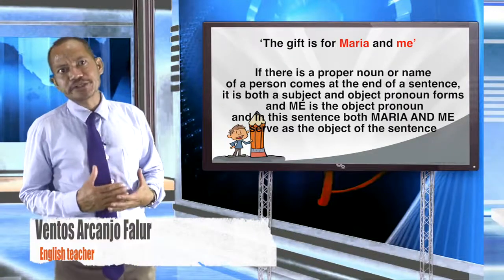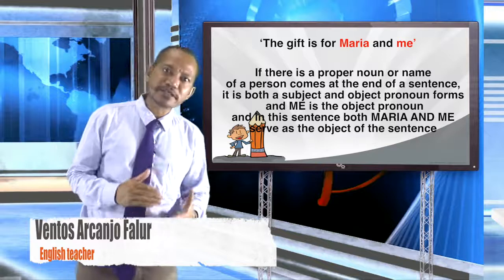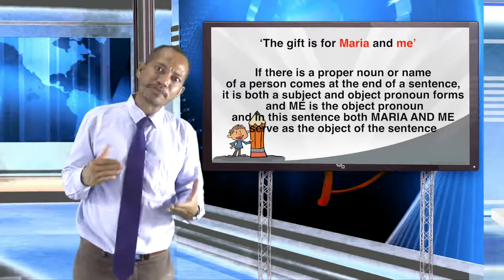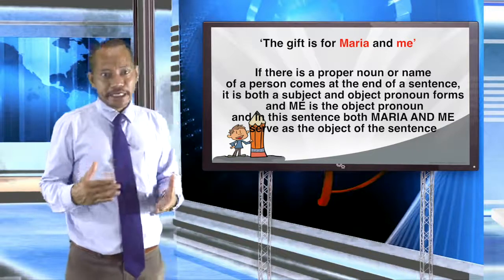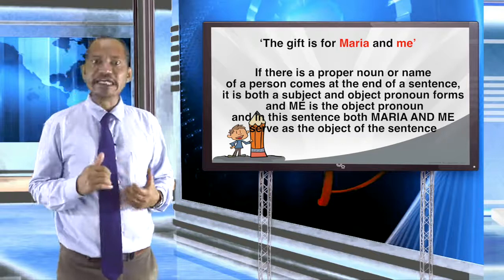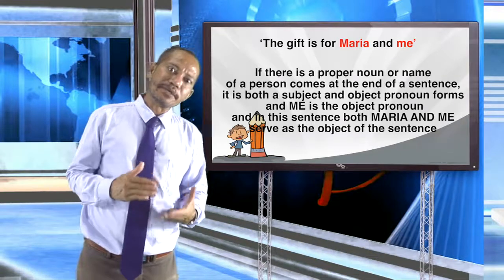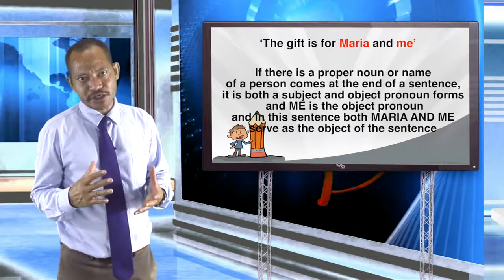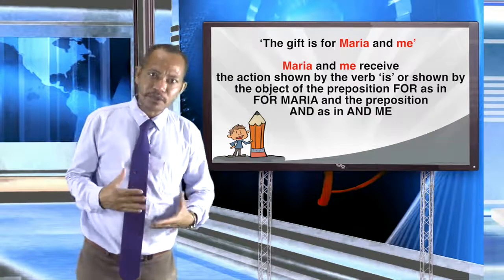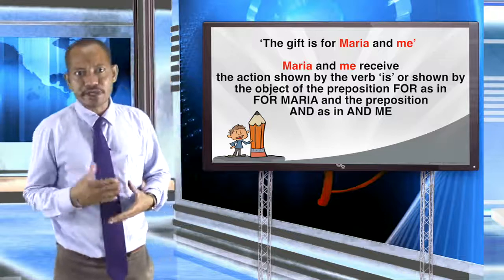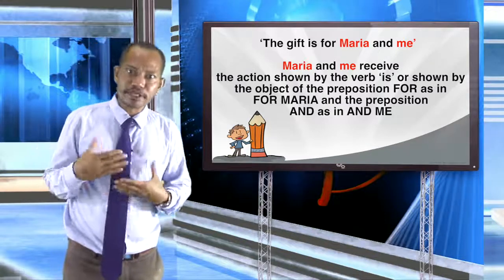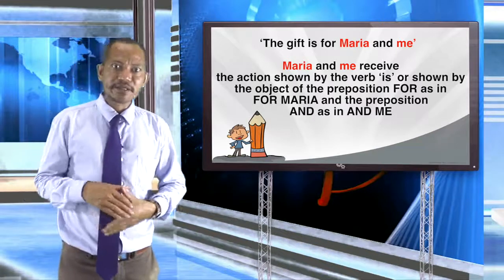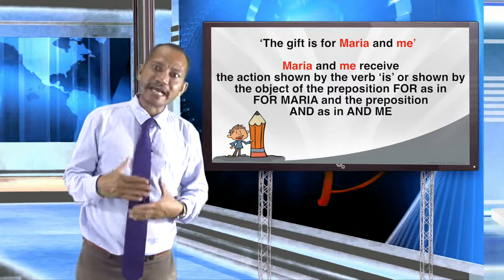So, whenever you see a proper noun or name of a person at the end of a sentence, it has both subject and object pronoun forms. And me is the object pronoun. In this sentence, both Maria and me serve as the object of the sentence, because Maria and me are the people who receive the action shown by the verb is, or the object of the preposition for, as in for Maria, and the preposition and, as in and me.